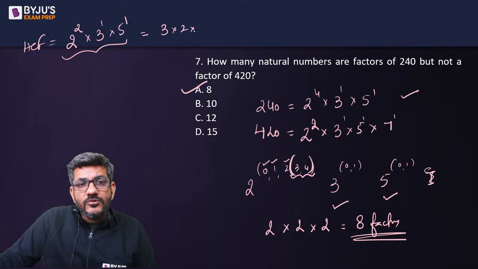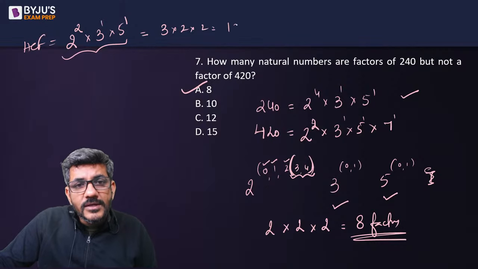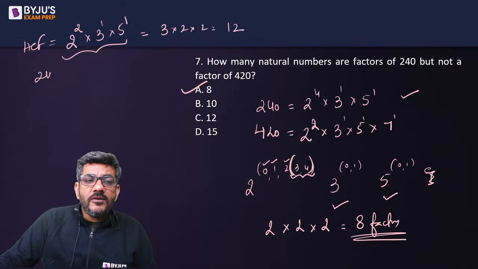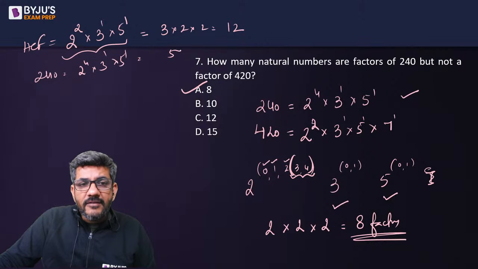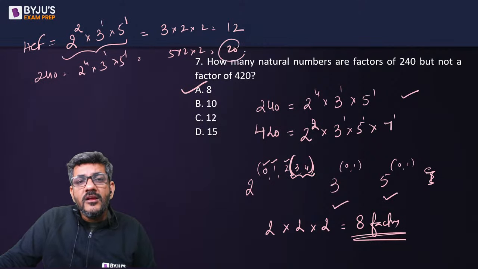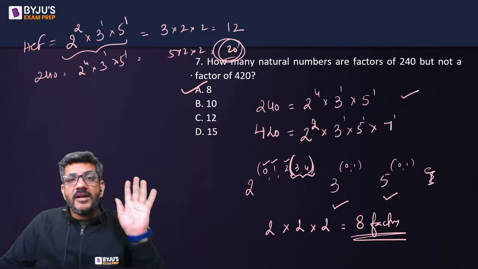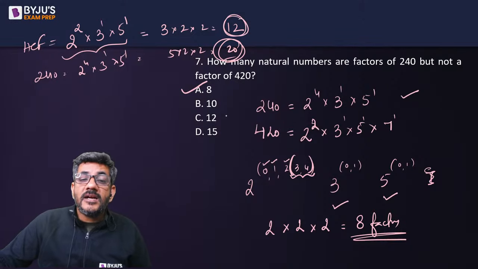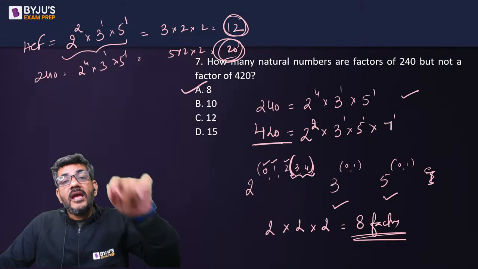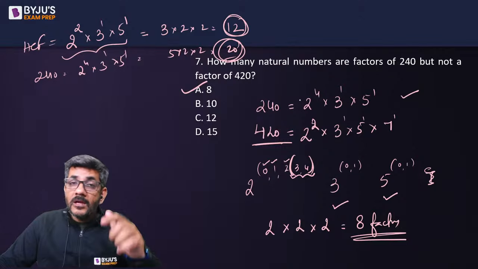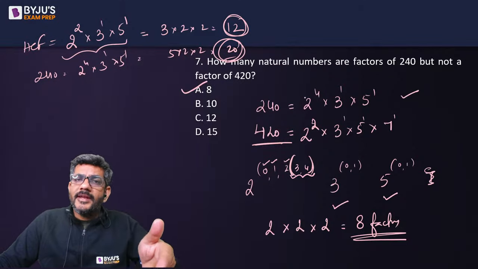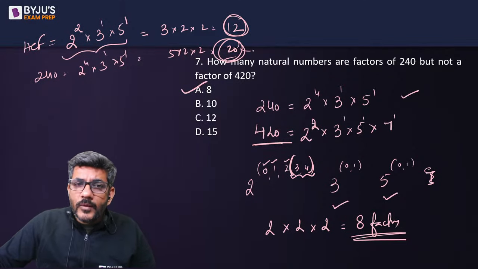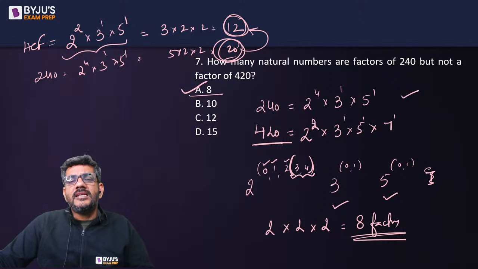This will be equal to 3 into 2 into 2, that is equal to 12. And how many factors of 240 are there? The number of factors of 240 is 5 into 2 into 2, which is 20. So 240 has 20 factors. Out of those 20 factors, there are 12 factors which are a factor of this as well, क्योंकि वो उनके HCF के factors हैं. तो जो HCF के फैक्टर होंगे वो 420 को भी डिवाइड करेंगे 240 को भी. तो 20 में से वो 12 निकाल दो, you will get the answer as 8.